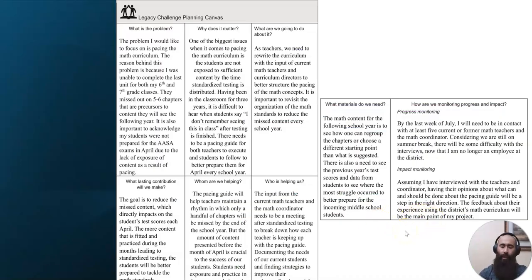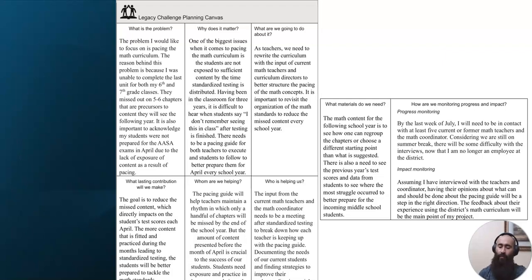To summarize my planning canvas, the issue that I want to research is how can we manipulate the math curriculum, the math pacing guide, to reduce the amount of missing chapters, missing lessons we have at the end of the year. Now, this year alone, I was unable to complete the last units, which was, I think, a total of 7 lessons for both my 6th and 7th graders.